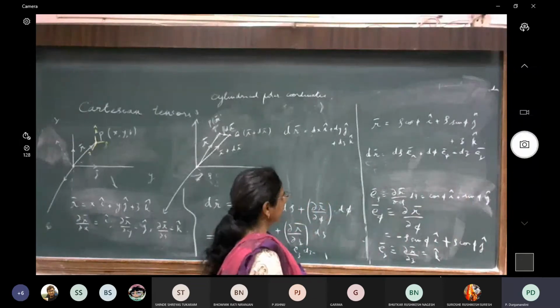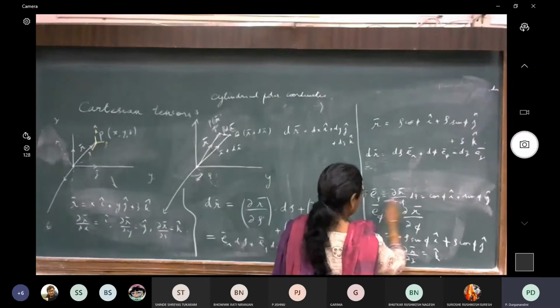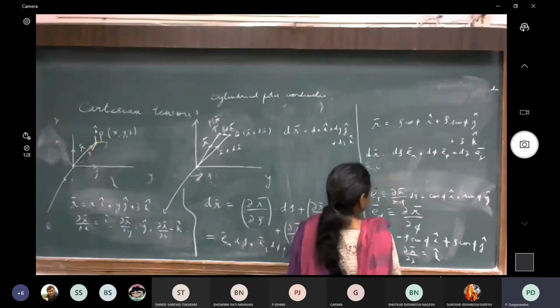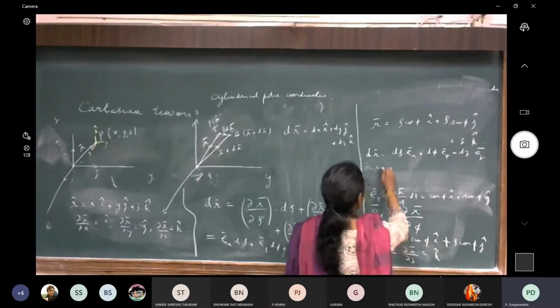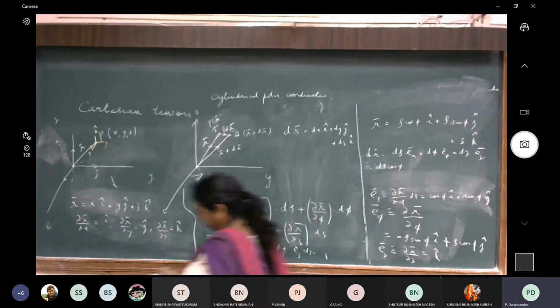And using this description, what I know for dr, e rho, e phi, and this, what I will get back is, and you just see this, because e rho is cos phi i cap plus sin phi j cap, so I can write this as equal to, so let me just write down the answer.